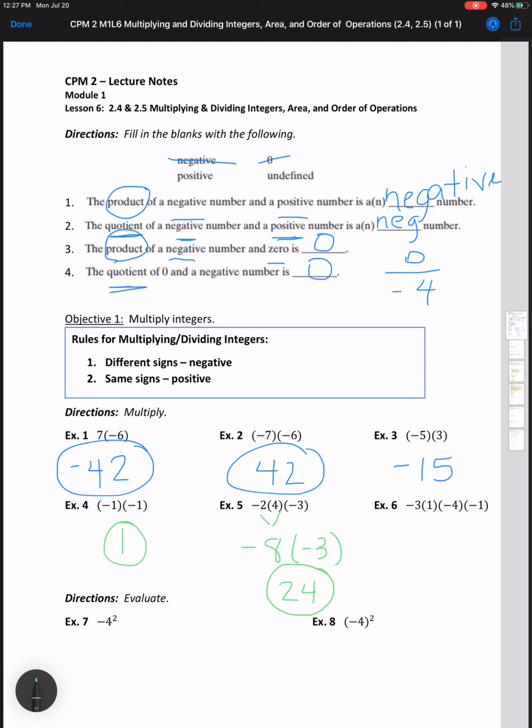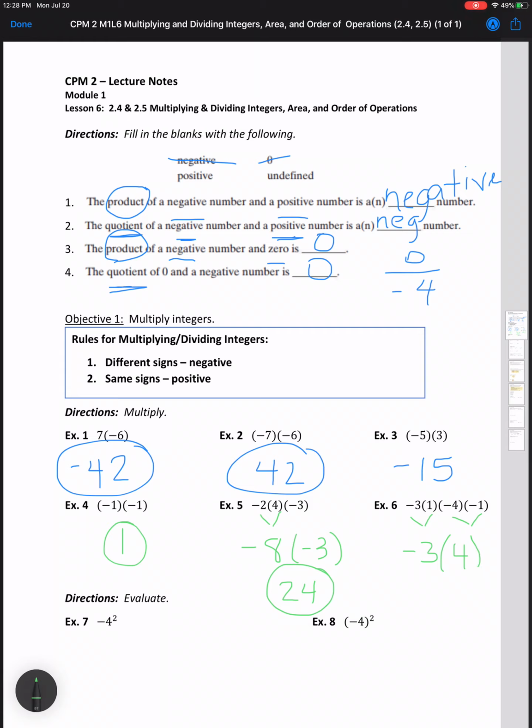Example number 6. Take 2 at a time. So negative 3 times 1 is a negative 3. Our signs are different, correct? I'm going to go ahead and just take these 2. It'll get us through the problem faster. However, if you are not comfortable with that, just bring down what you haven't used and take the next 2 numbers and multiply them. So here I'm going to go ahead and multiply negative 4 times negative 1. Same sign, so it's a positive.